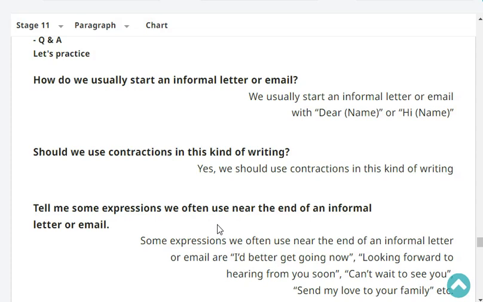Should we use contractions in this kind of writing? Yes, we should use contractions in this kind of writing.